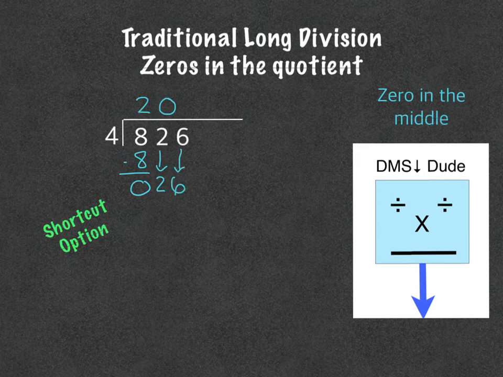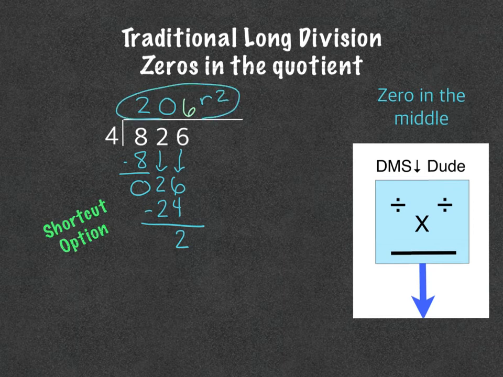So you could technically do that. If this doesn't make you comfortable, then don't do it. You're welcome to do the other way. Can 4 go into 26? Yes, it goes in 6 times. 6 times 4 is 24. Subtract, and I get 2. My remainder is 2. Okay, so if you notice, I get the same answer just with my shortcut.